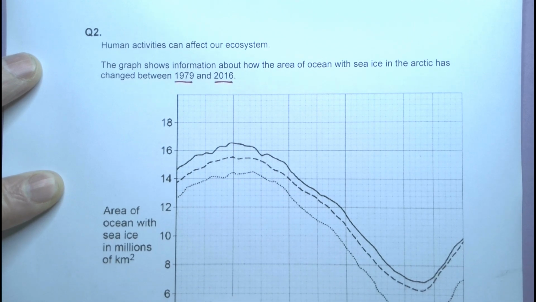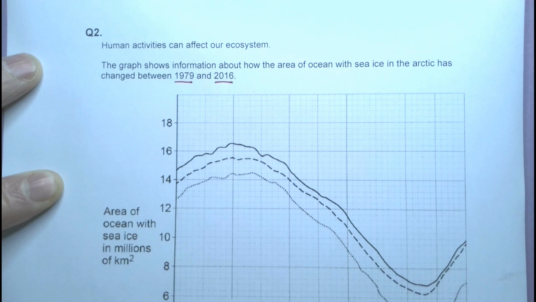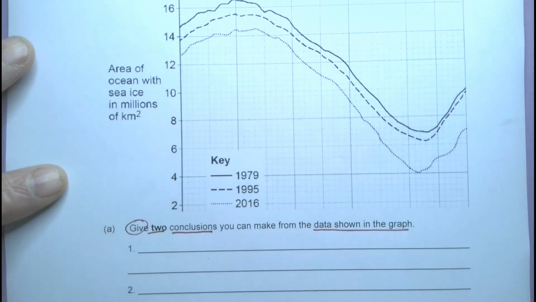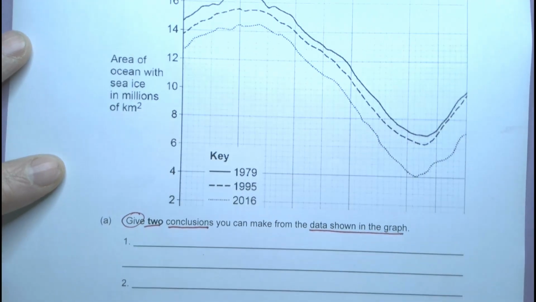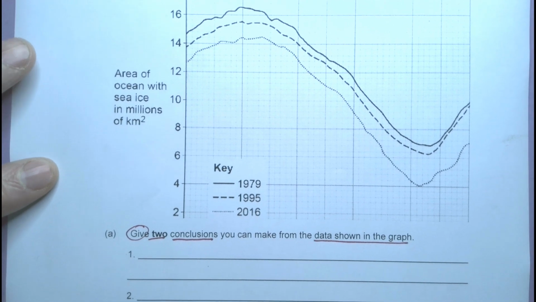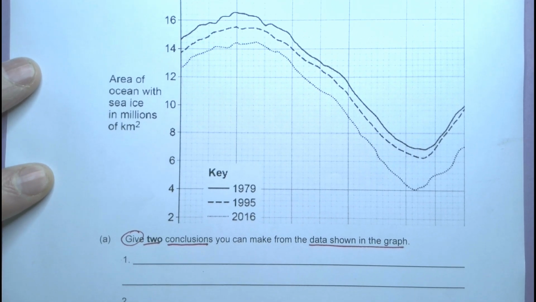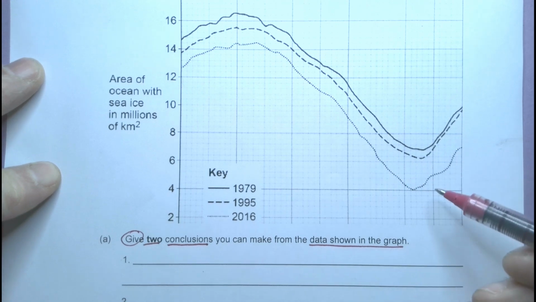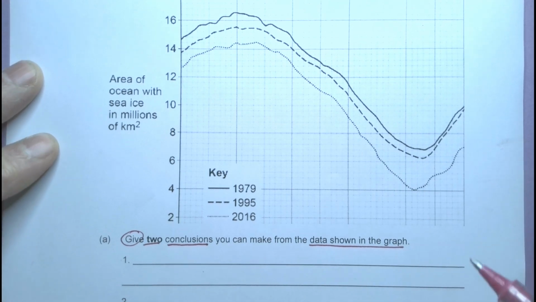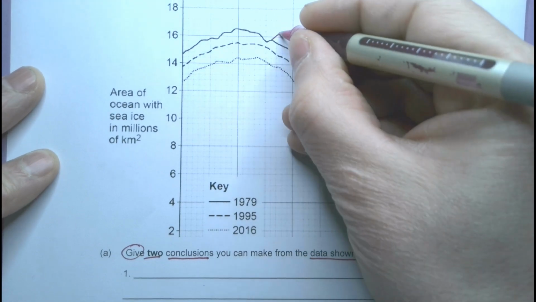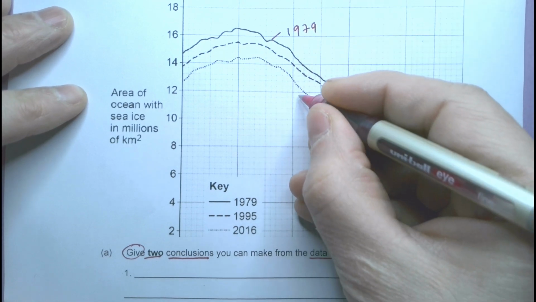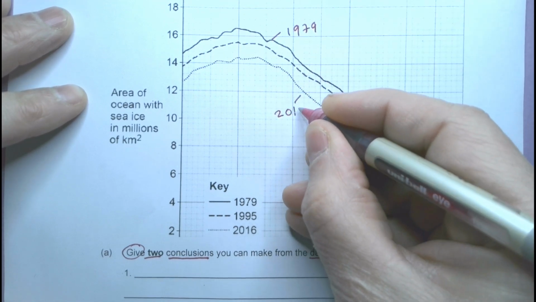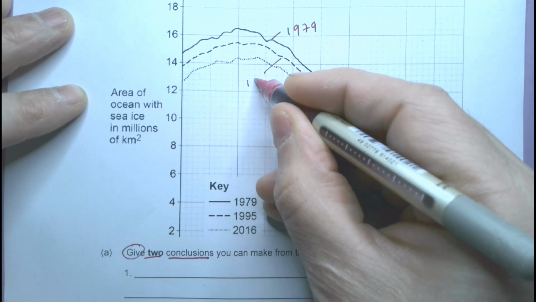So I've got to give 2 conclusions you can make from the data shown in the graph, and it's worth 2 marks. Well, they've already given me the 2 bullet points there that I need to think about. So I need to compare these 3 lines. What do I notice about them? Well, this is 1979, this top line here. This one down here is 2016, and the one in the middle is 1995.